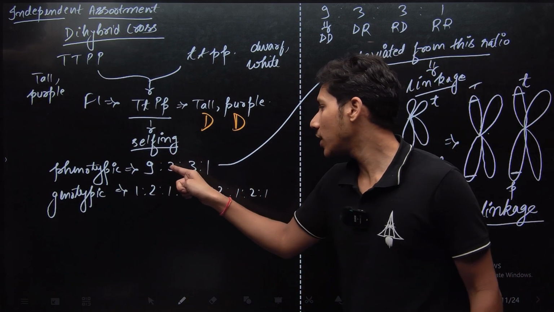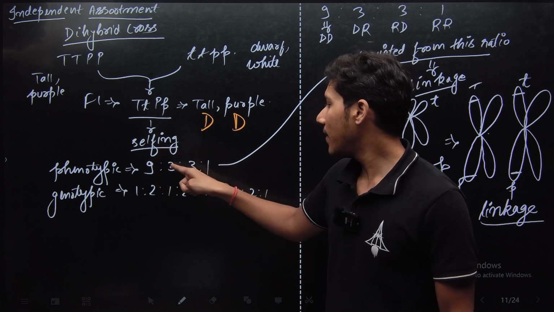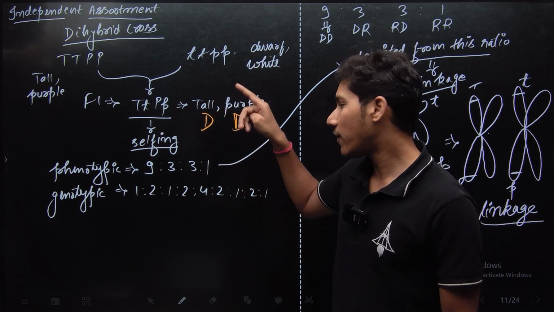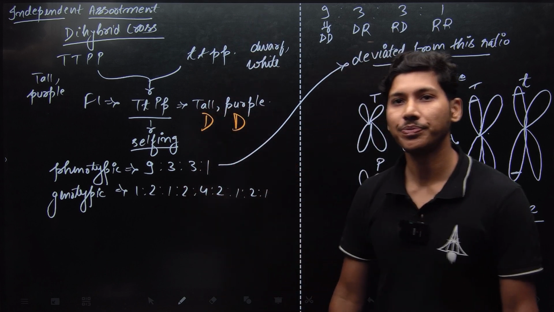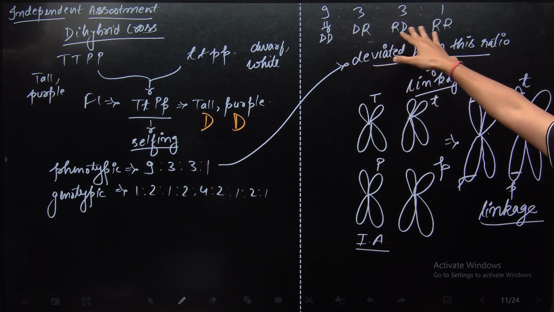This 9:3:3:1 is very important because 9 will show both dominant traits, 3 will show one dominant, one recessive, 3 will show one recessive, one dominant, and 1 will show both recessive. Okay, this is a thing. Like this, we have mentioned it over here.